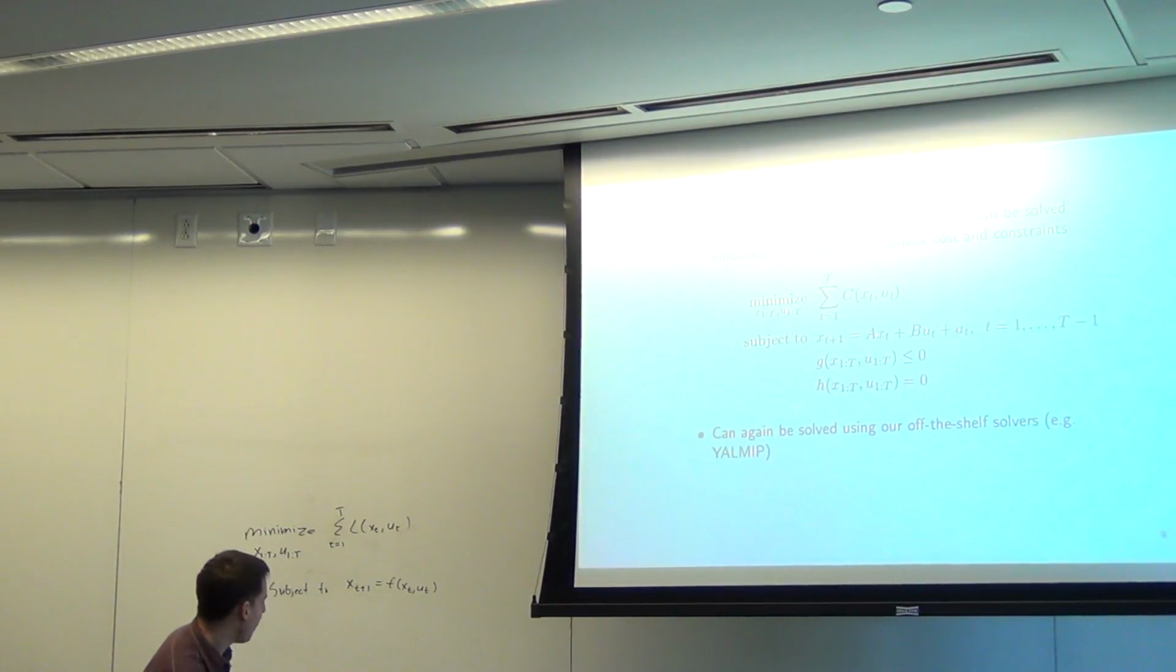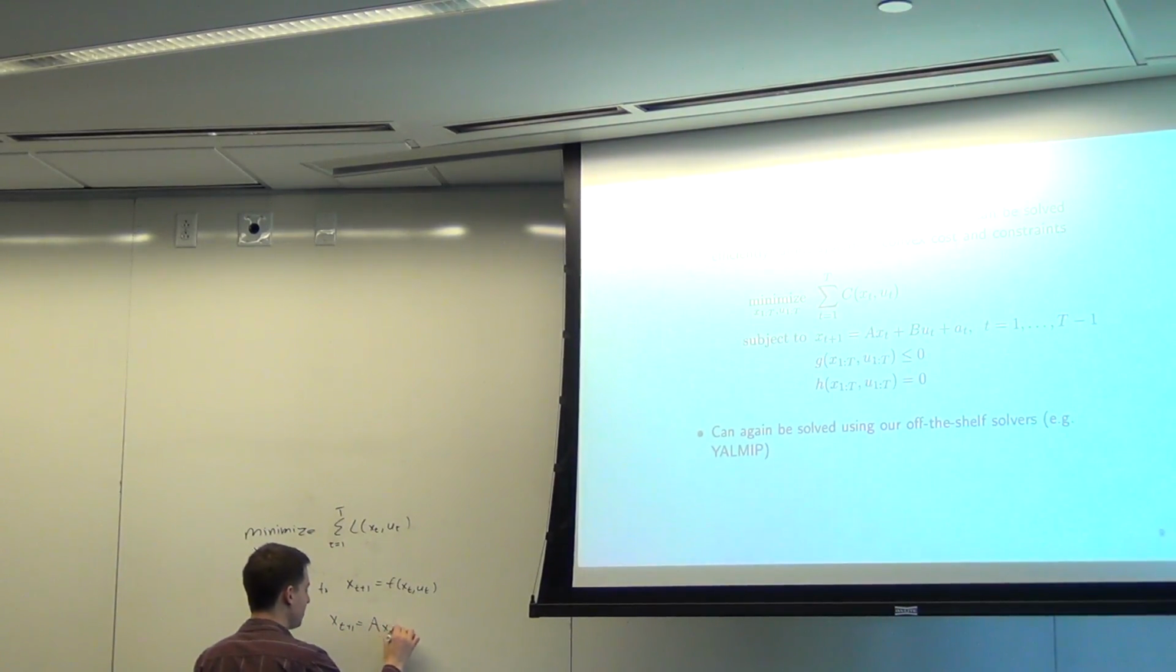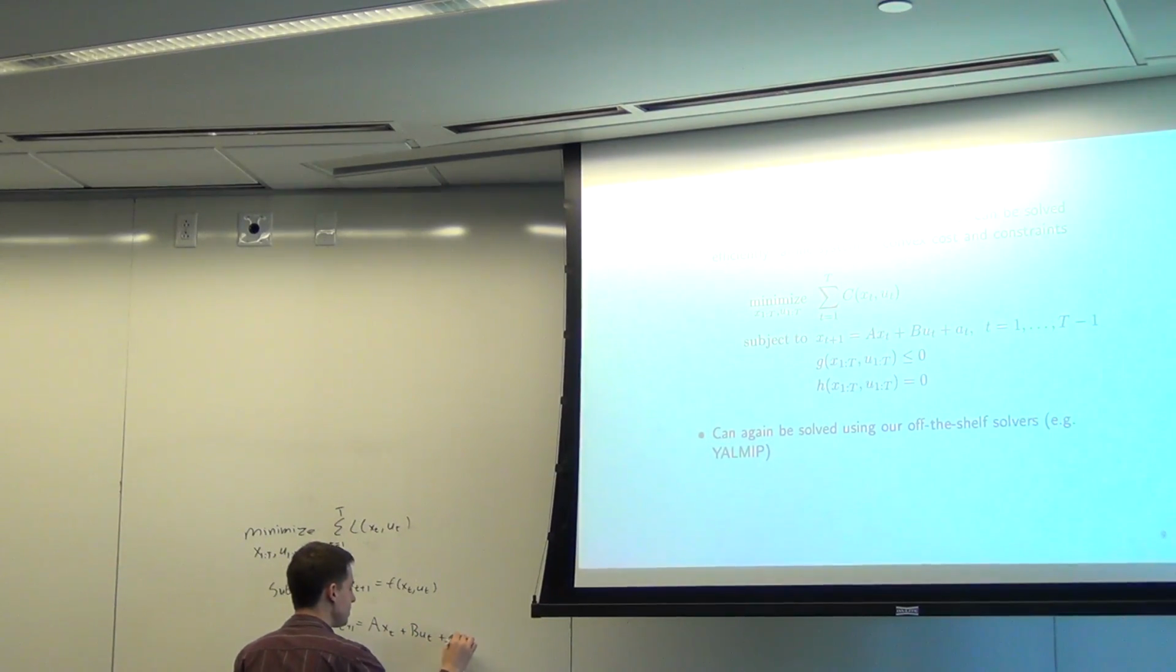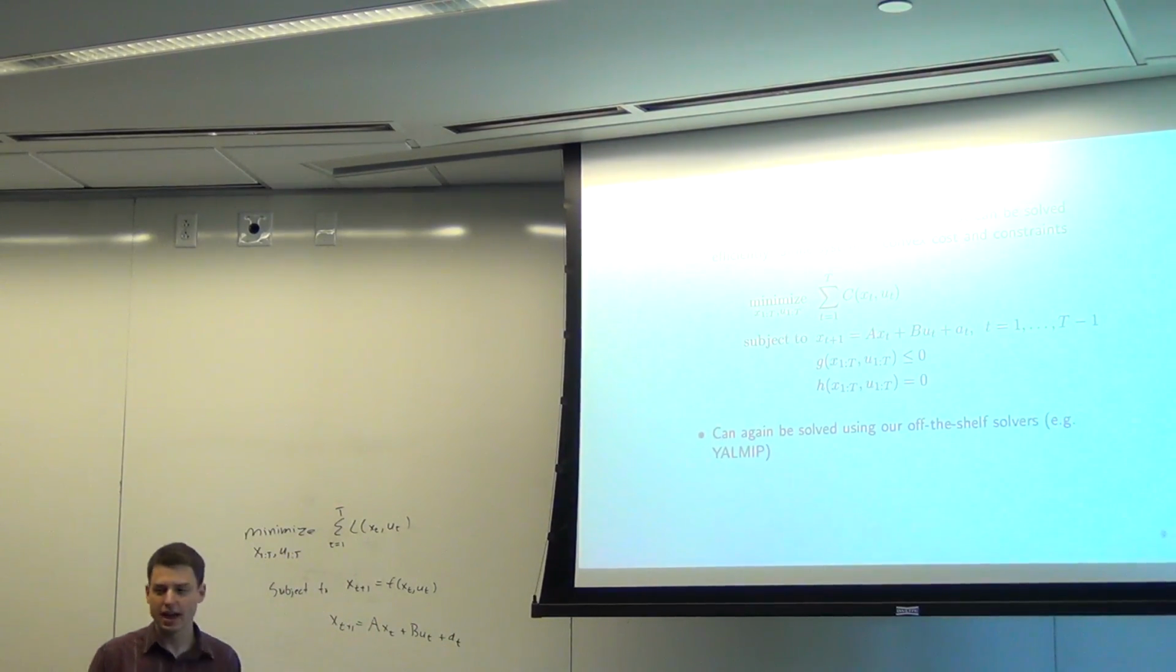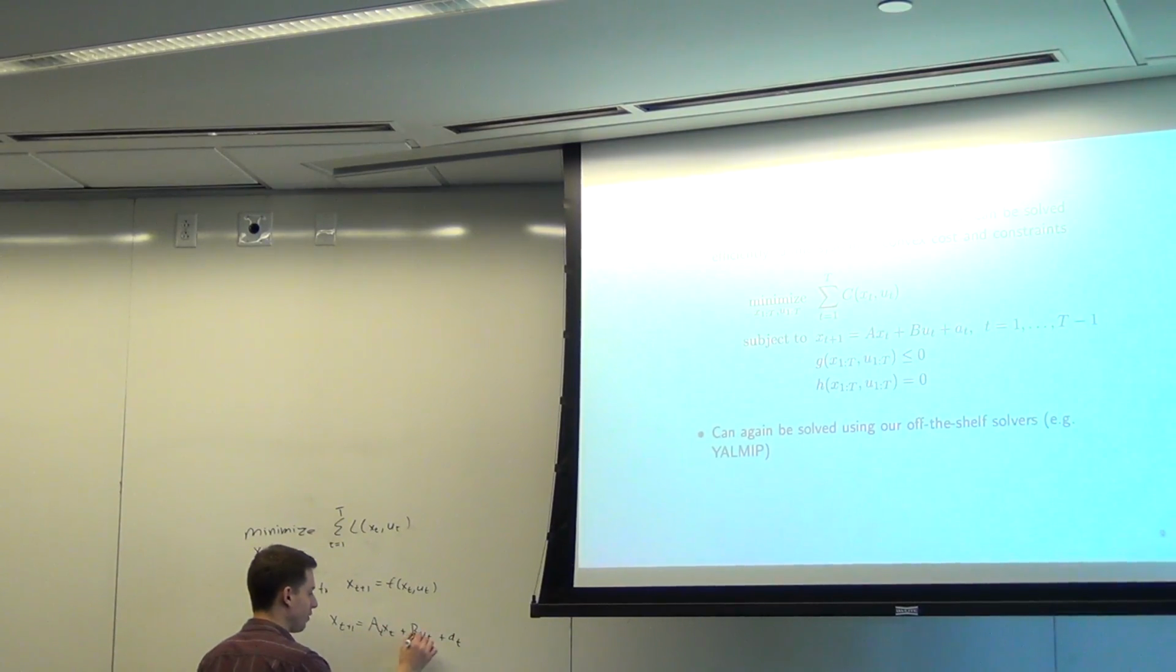So in particular, these dynamics here have to be of the following form: x_{t+1} equals A times x_t plus B times u_t plus some little a_t. I guess these could be time varying if we wanted to, but I won't worry about that quite yet.